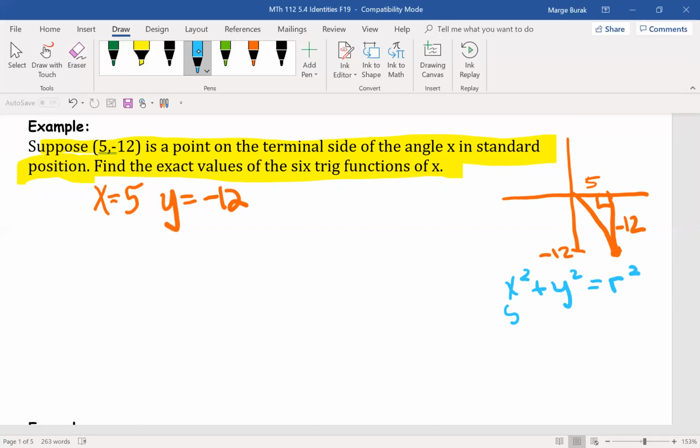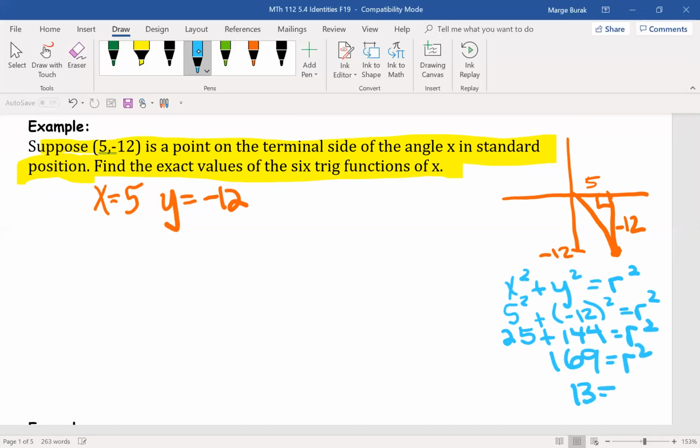So that gives us 5 squared plus (-12) squared, and that's 25 plus 144, which is 169. And then if we square root that, we get r equals plus or minus 13, but because it's a length, we're going to take the positive 13. So now we have r equals 13.